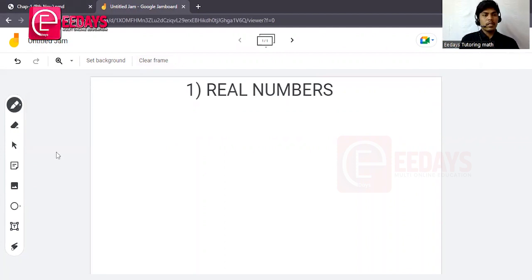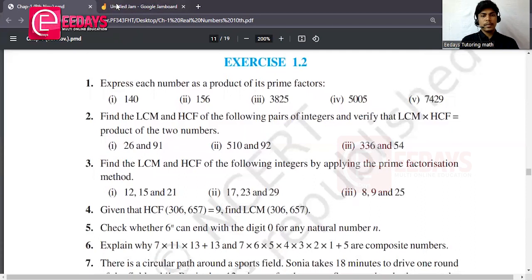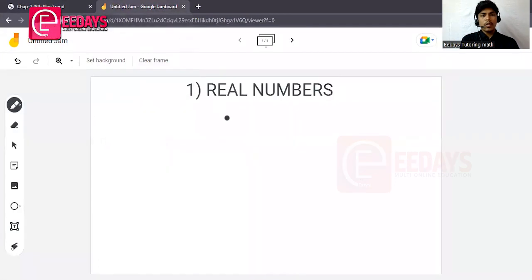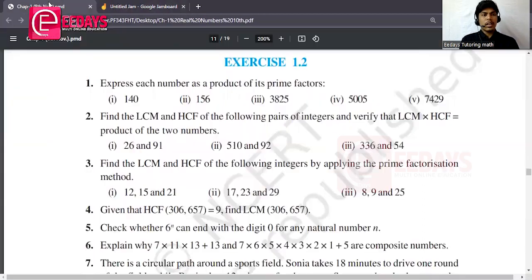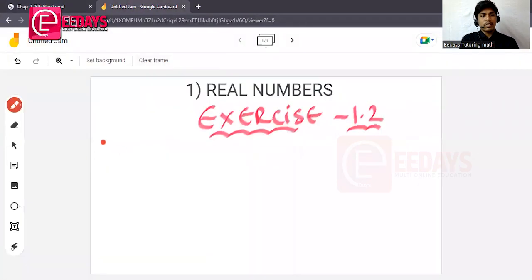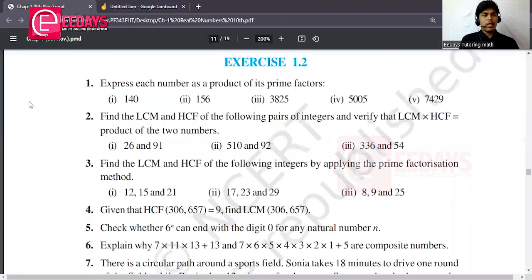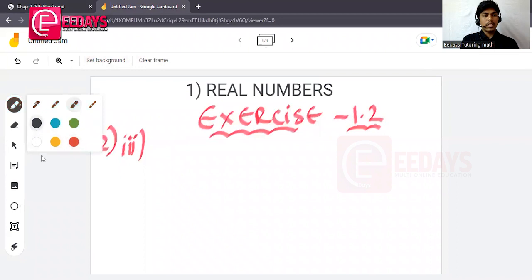I hope the screen is visible, everyone. In exercise 1.2, let's start with the second question, third one. What is the question they have given? You just find the LCM and HCF of these two numbers. First, write the numbers here.